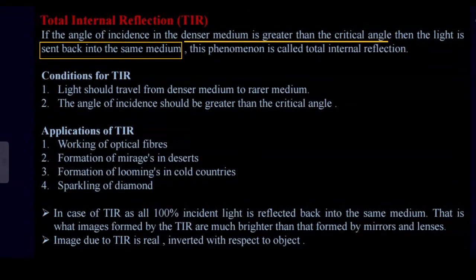And what is the condition for TIR? Light should travel from the denser medium to the rarer medium. Keep in mind, it should be denser to rarer. And the angle of incidence should be greater than the critical angle.